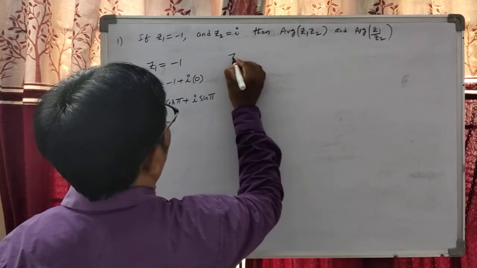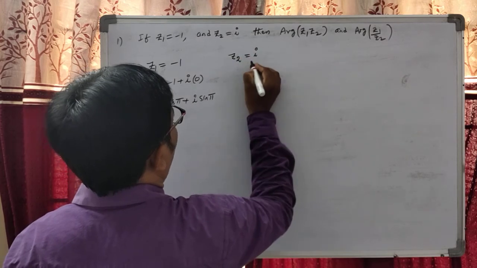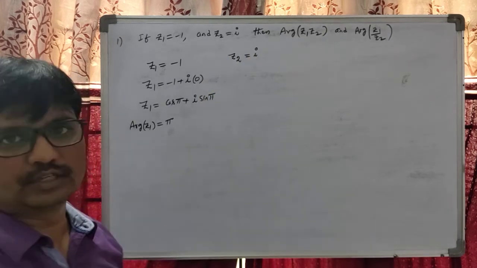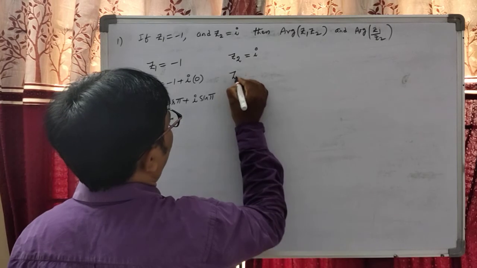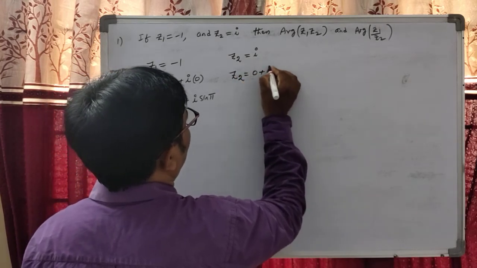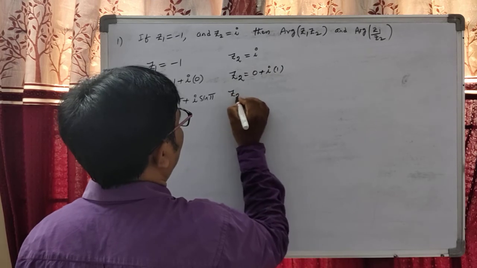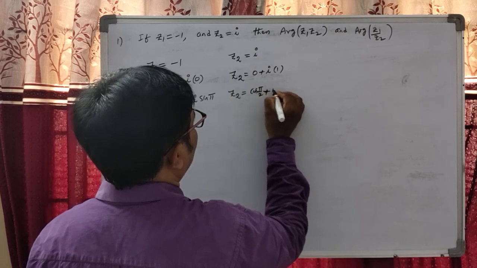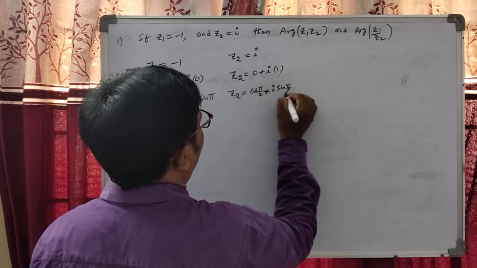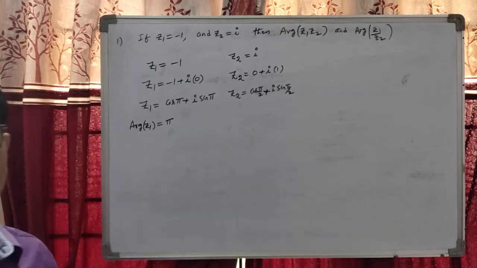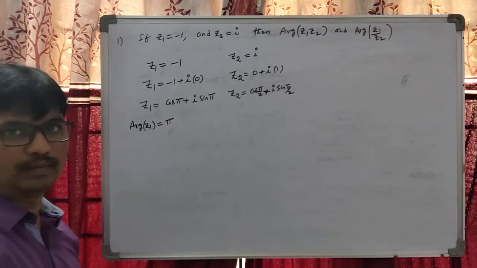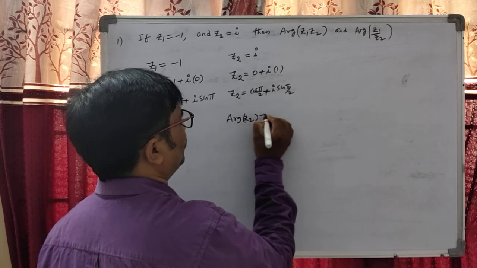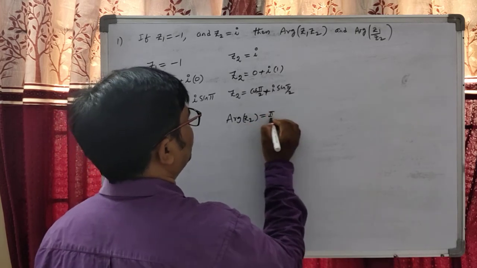After that, students, Z2 is i. This is purely imaginary. Therefore, this can be written as Z2 equal to 0 plus i into 1. So students, 0 is the value of cos 90 and 1 is the value of sin 90. This is in the formula of cos theta plus i sin theta. Therefore, theta is the argument of Z2, or amplitude of Z2, that is pi by 2.